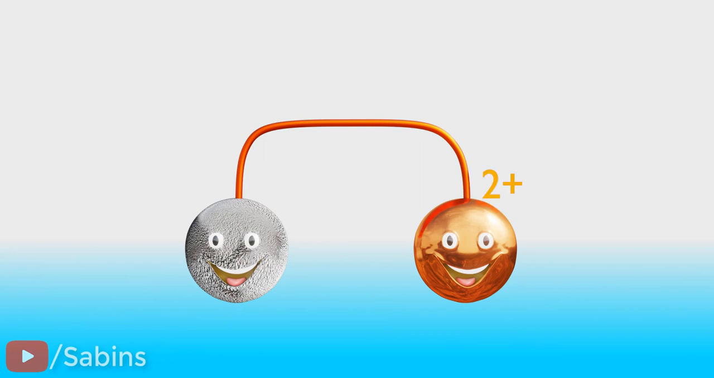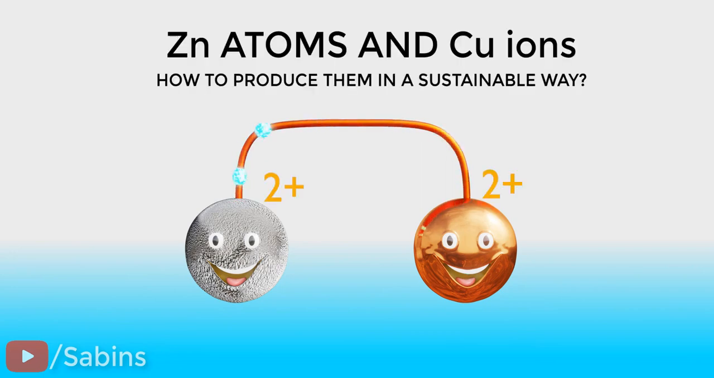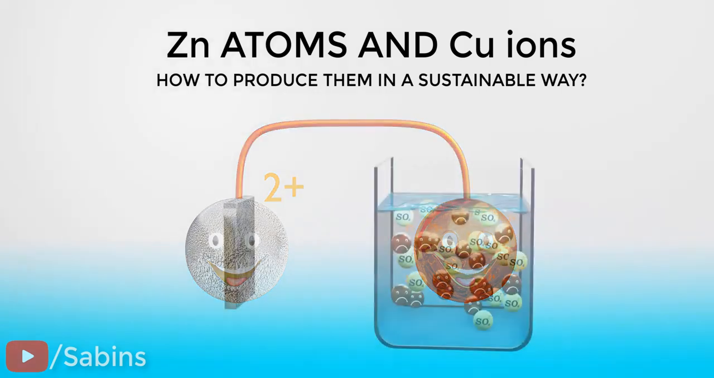If we can produce more such zinc atoms and copper ions in a sustainable way, then we will be able to achieve a continuous flow of current through the connecting cable. Let's see how we can achieve this.